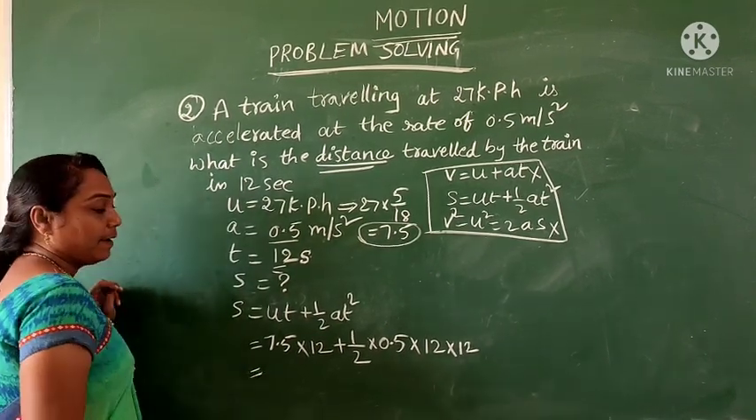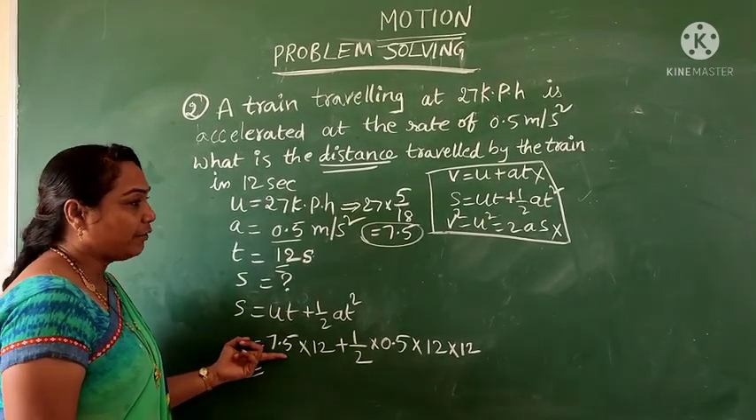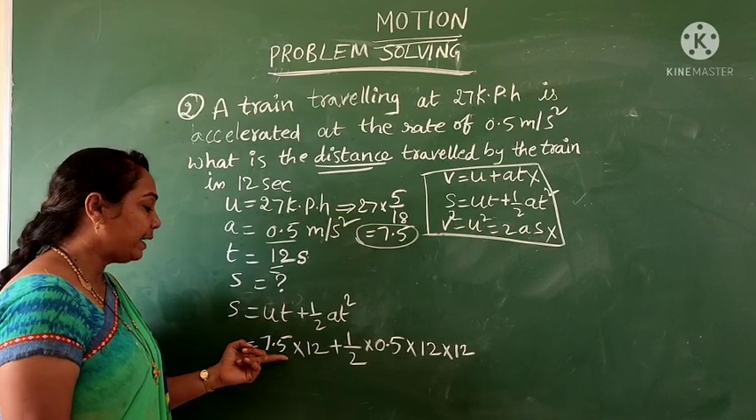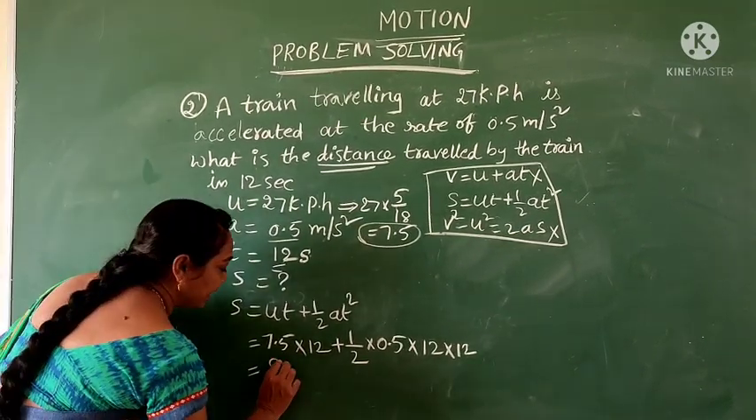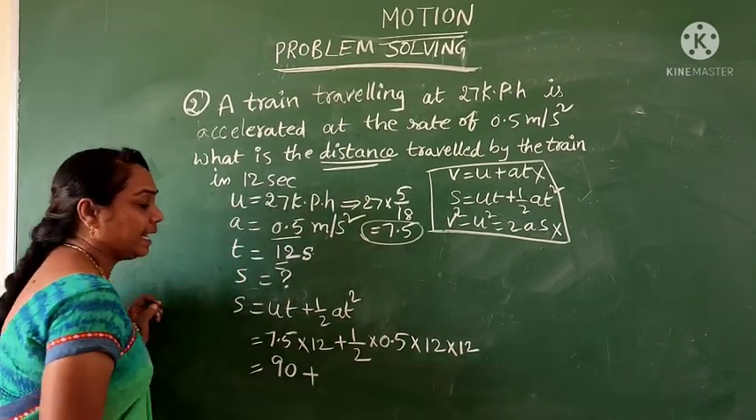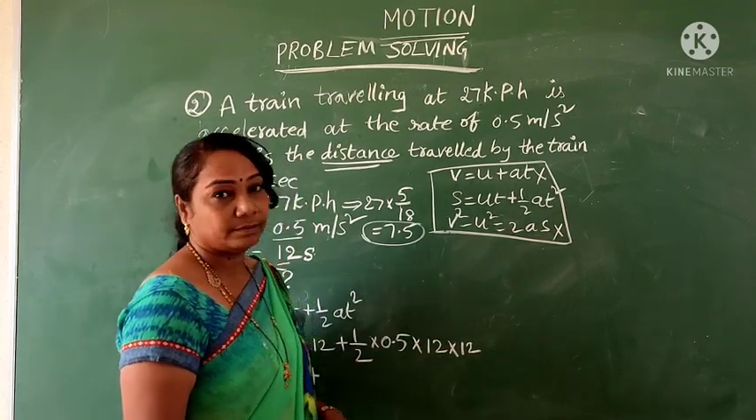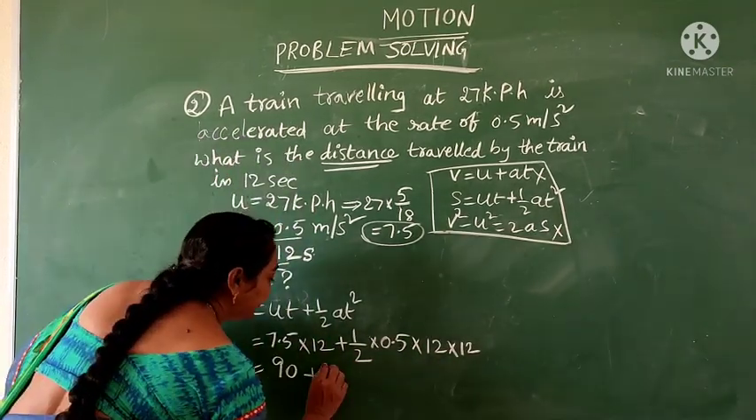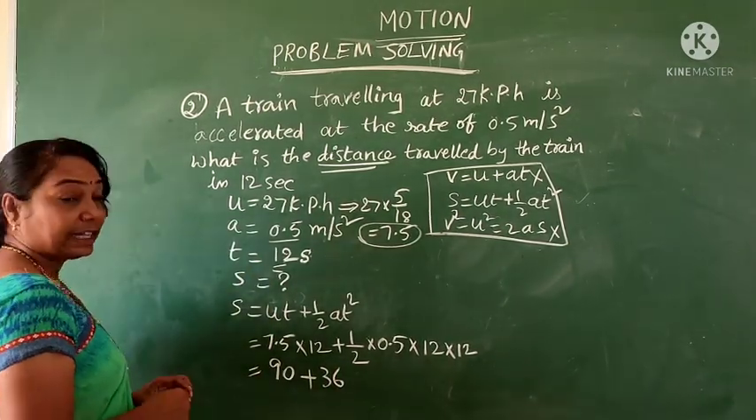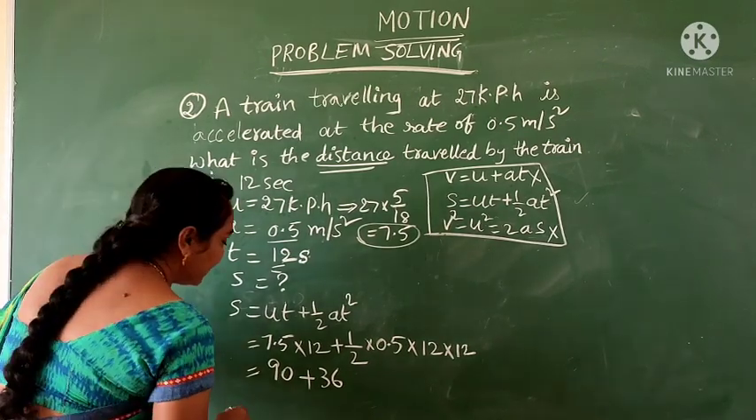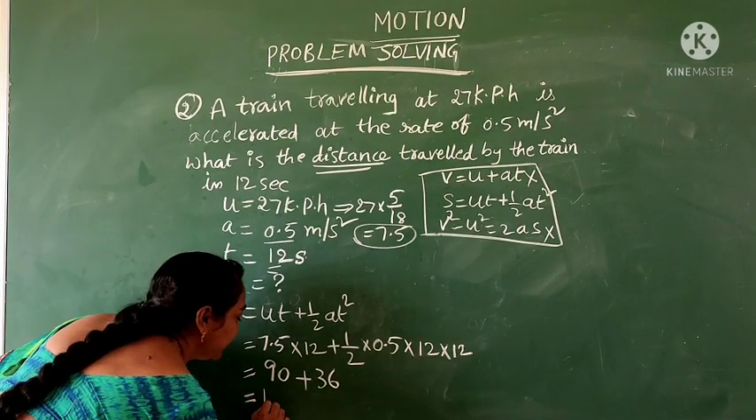Then by solving this equation, we will get 7.5 into 12. Multiply these two, 7.5 into 12, then we will get 90. And then 1 by 2 into 0.5 into 12 into 12, then we will get 36. Add these two. 90 plus 36, then we will get 126.